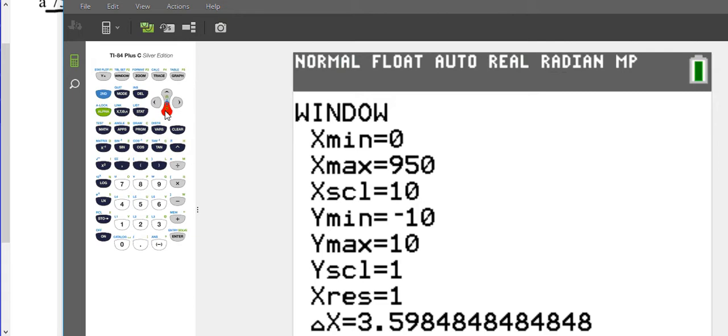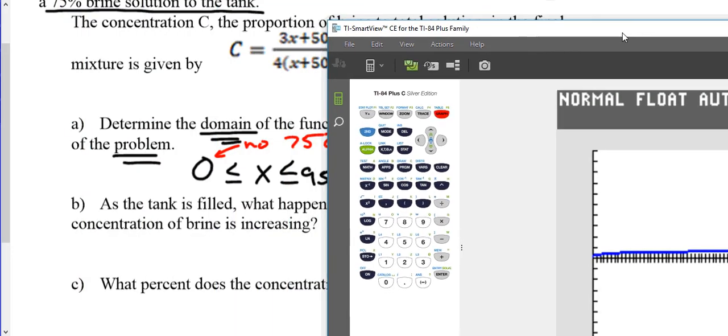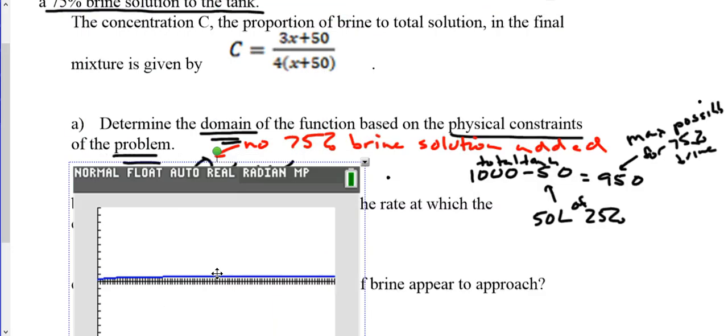We'll see how that looks, and we'll graph this right here. So we can see this. It keeps on going higher and higher. All right, now what do you notice is happening as we get to 950? You see something. I'm going to bring this graph over here so you can write on it.